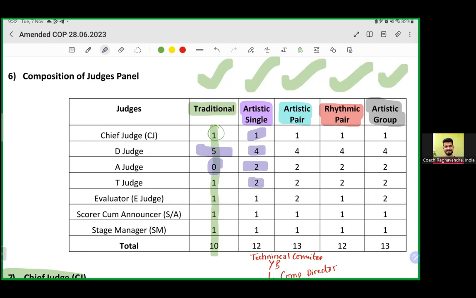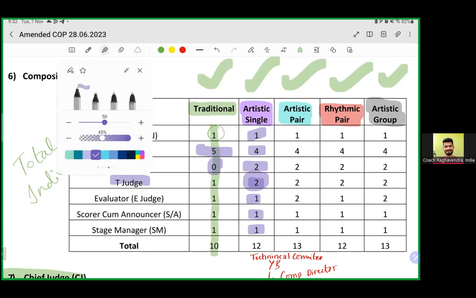One judge will be taking the time of each and every asana's holding time, and another time judge will be checking the total time calculation, because we are going to have total marks based on the time calculation of the whole performance. So the 2 time judges will be keeping total time as well as individual time of each and every asana in artistic single or artistic pair or rhythmic pair events. So if you see the evaluator, there is only one evaluator because there is only one participant, one scorer, one stage manager.